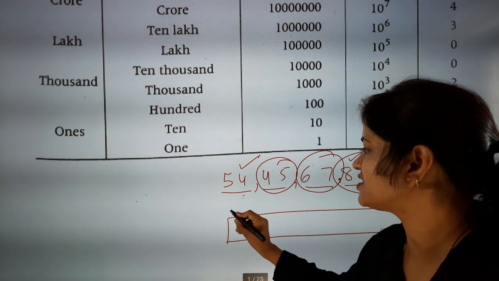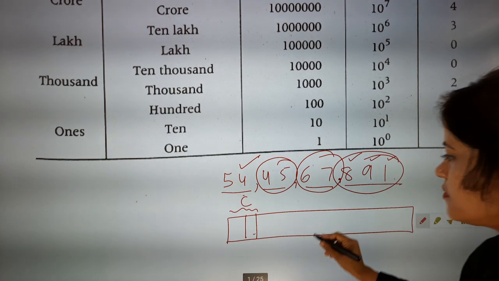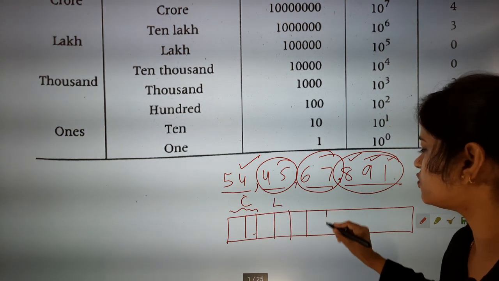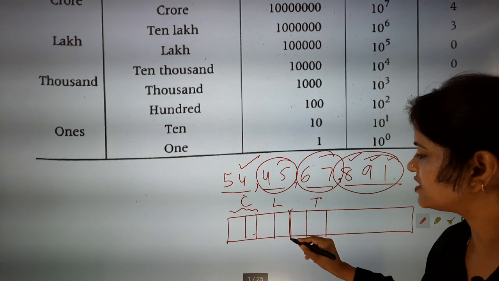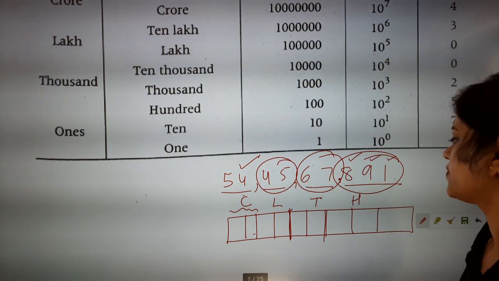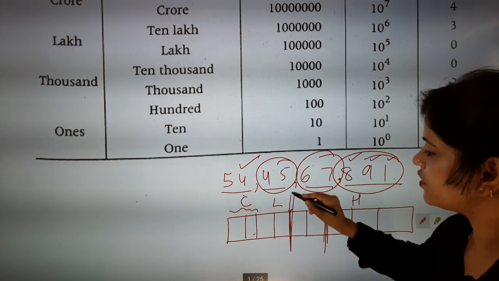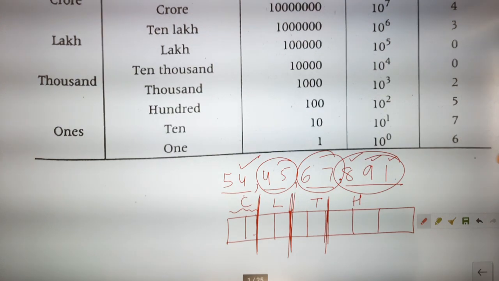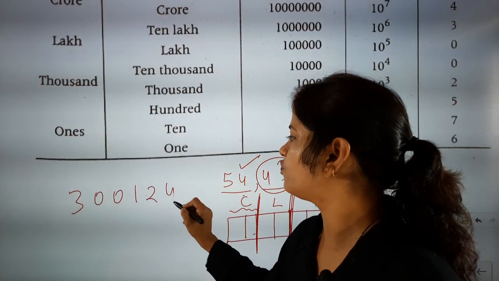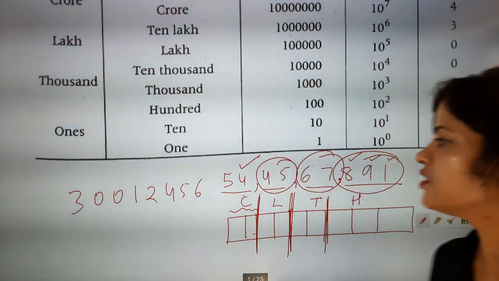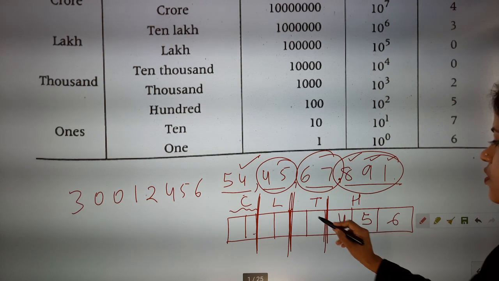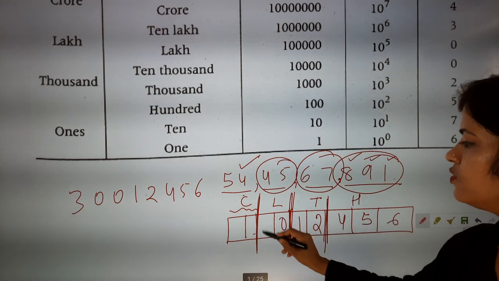First, this place is for crore. Then the next digit is lakhs. Then the next is thousand. This place is for thousand, and then for hundred: 1, 2, 3. Now if somebody tells you to write 3, 0, 0, 1, 2, 4, 5, 6, you start writing from the 6: 6, 5, 4, 2, 1, 0, 0, 3.